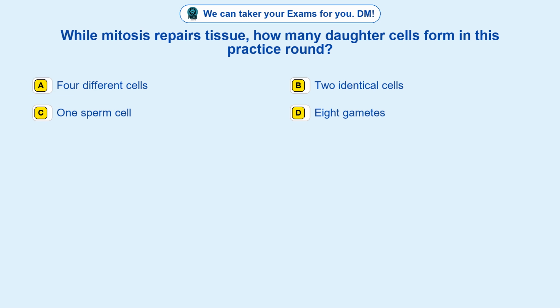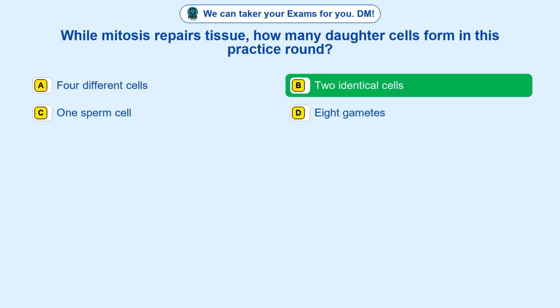Question 24. While mitosis repairs tissue, how many daughter cells form in this practice round? Option A. 4 different cells. Option B. 2 identical cells. Option C. 1 sperm cell. Option D, 8 gametes. The correct answer is option B.